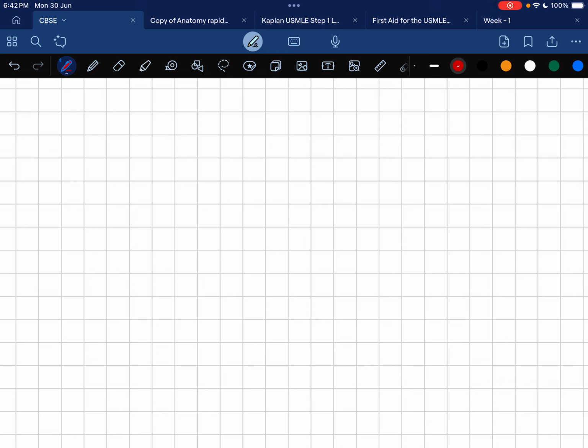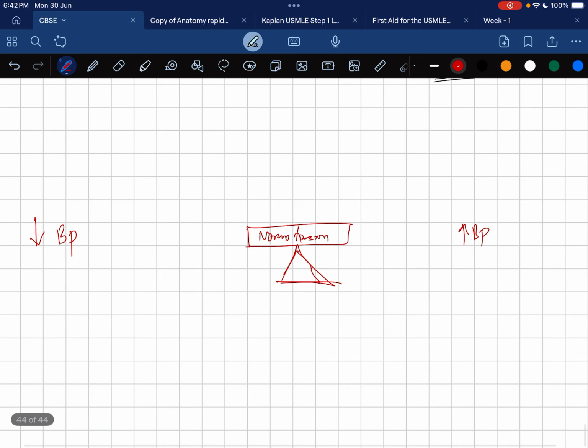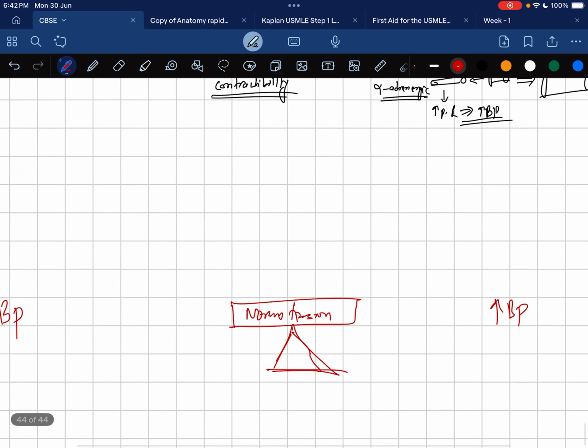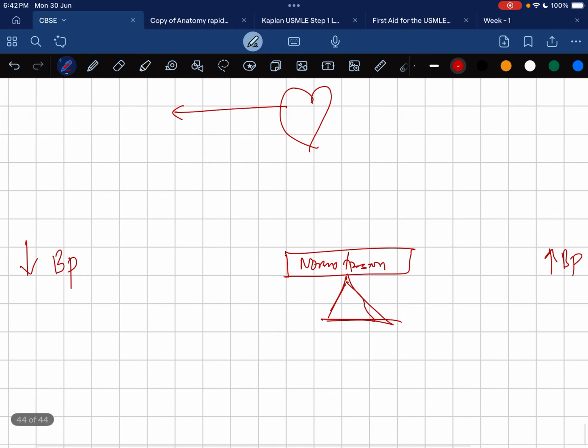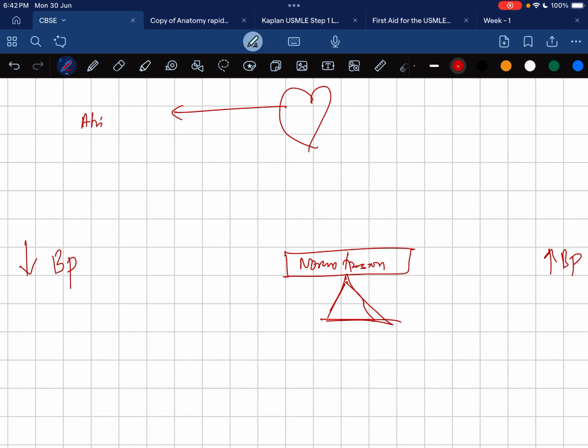So first, this is the table of normotension. There is a normal blood pressure, a condition where the blood pressure increases, and a condition where the BP decreases, and what factors affect the increasing and decreasing blood pressure. Here we also make our heart. This is the heart. The heart releases atrial natriuretic factor, and its function is on the blood vessel and in the kidney.